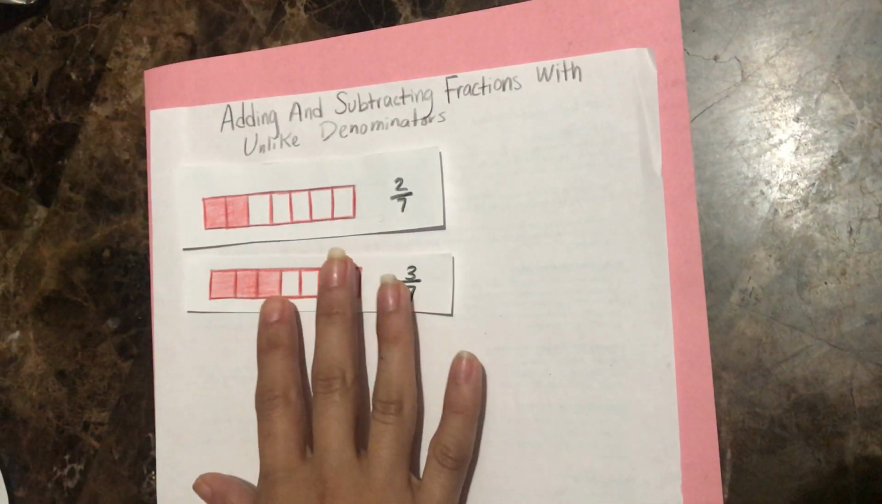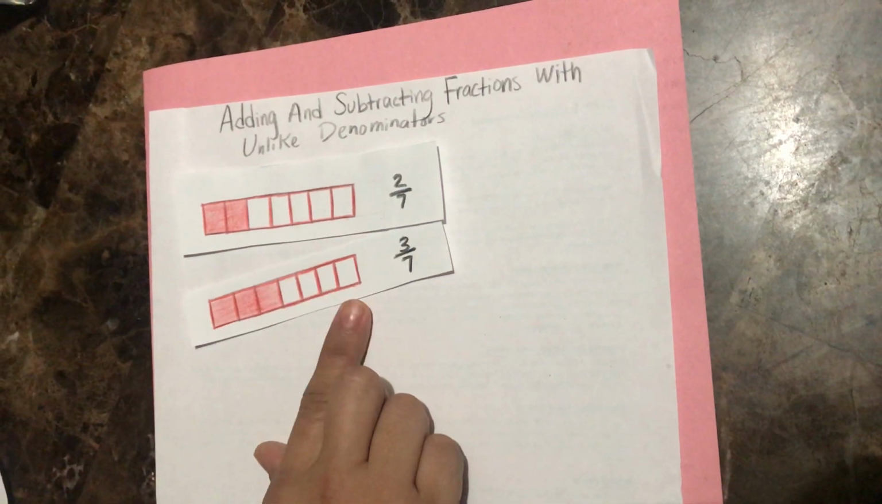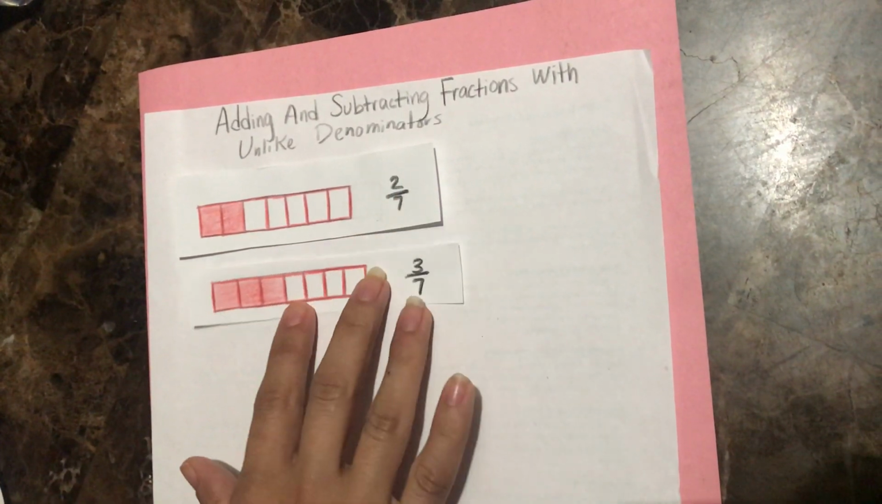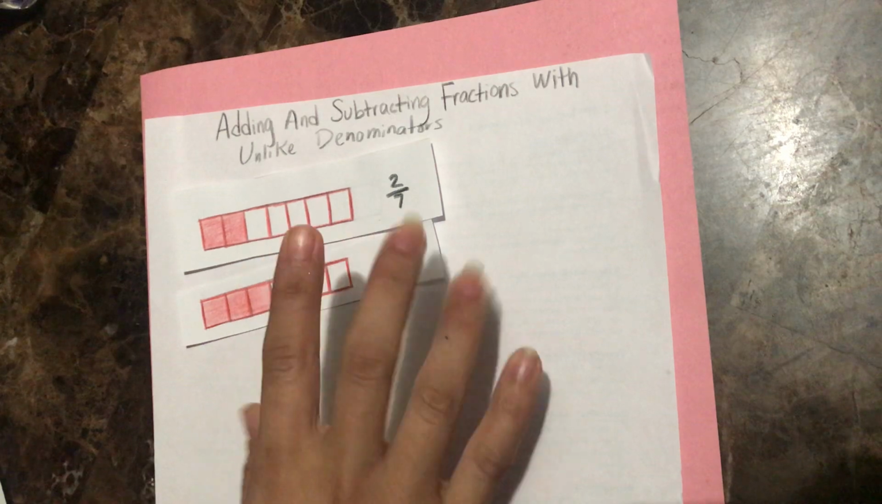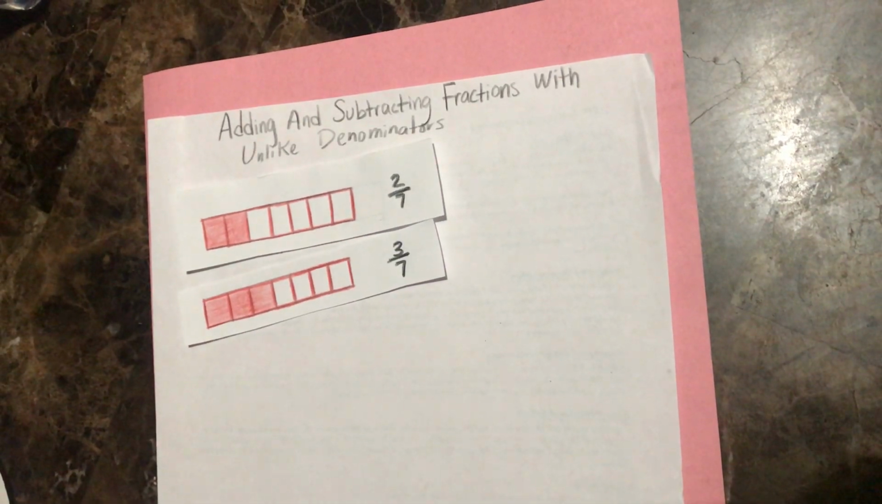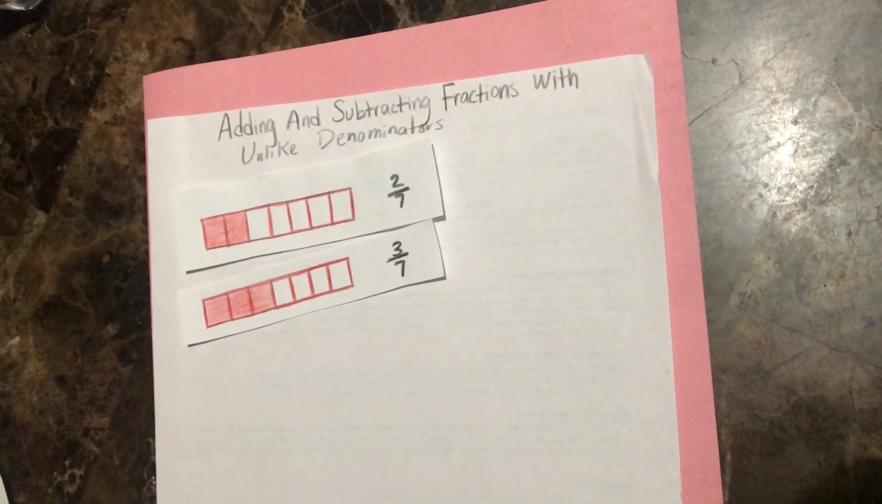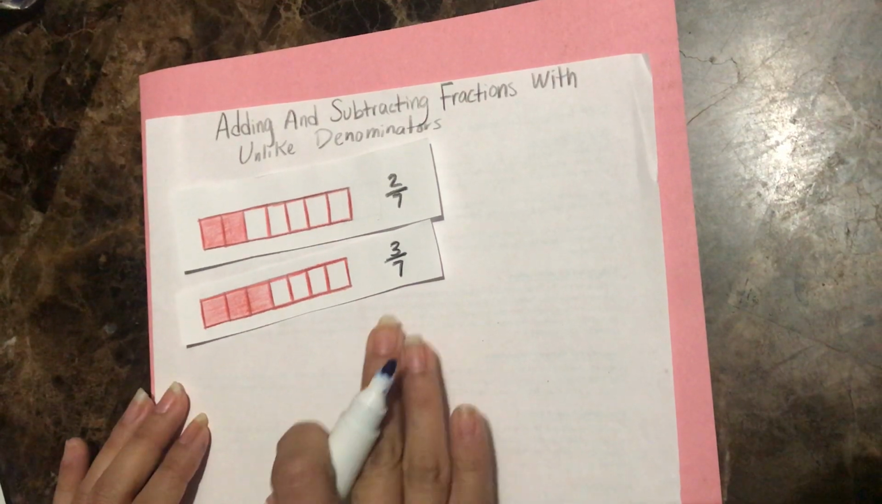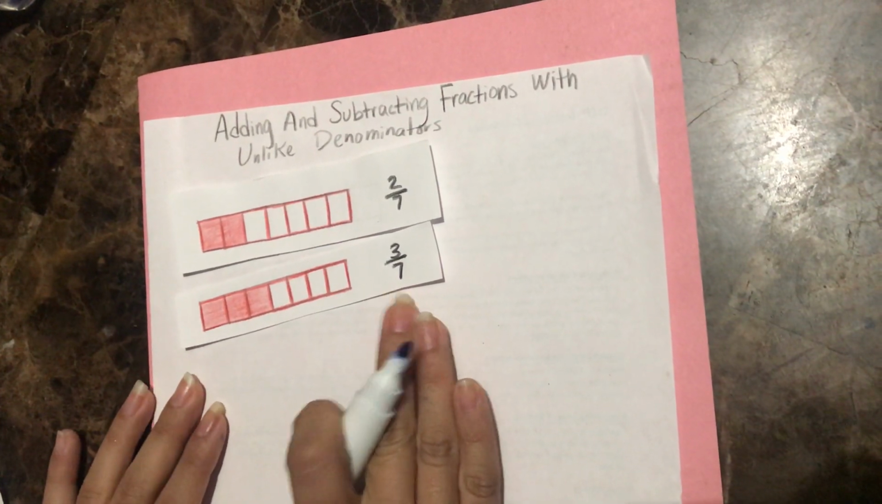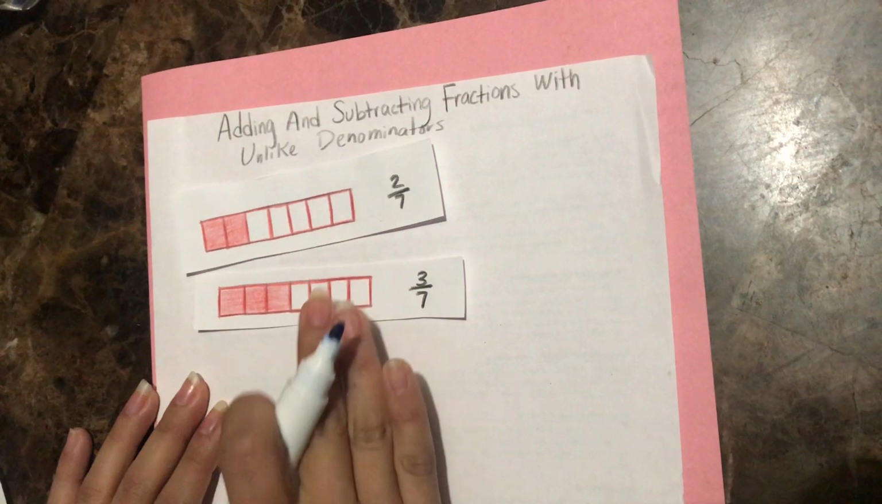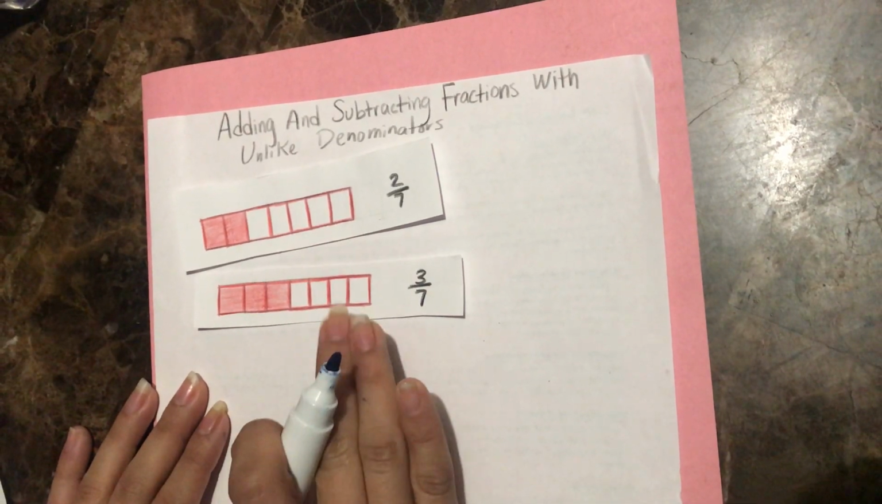Now if we're adding these two fractions with the common denominator, you can combine them together by adding the numerator together, which is the top number, and the denominator will always stay the same because the size of the equal pieces does not change when you combine the two fractions.